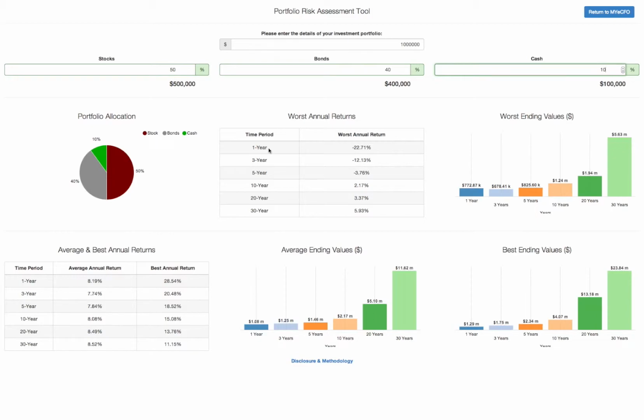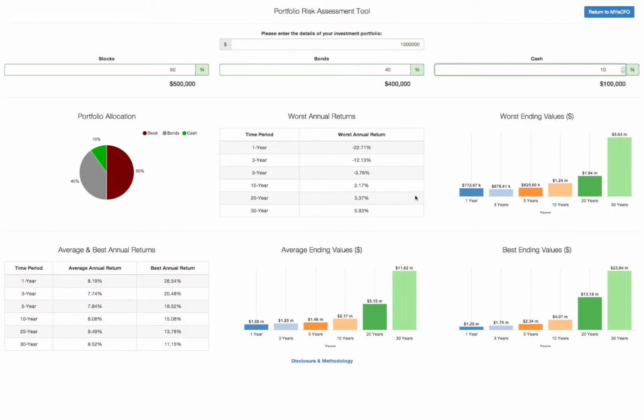For example, in a one-year period, historically, this portfolio would have returned negative 23% or so, approximately. In a 30-year period, the return would be a positive 6%, approximately. Now, it is intuitive to say that over a long period of time, the chances of having a negative return, historically speaking, are pretty low. In a one-year period, the worst would have been about minus 23%. The worst would have been about 6% in a 30-year period.